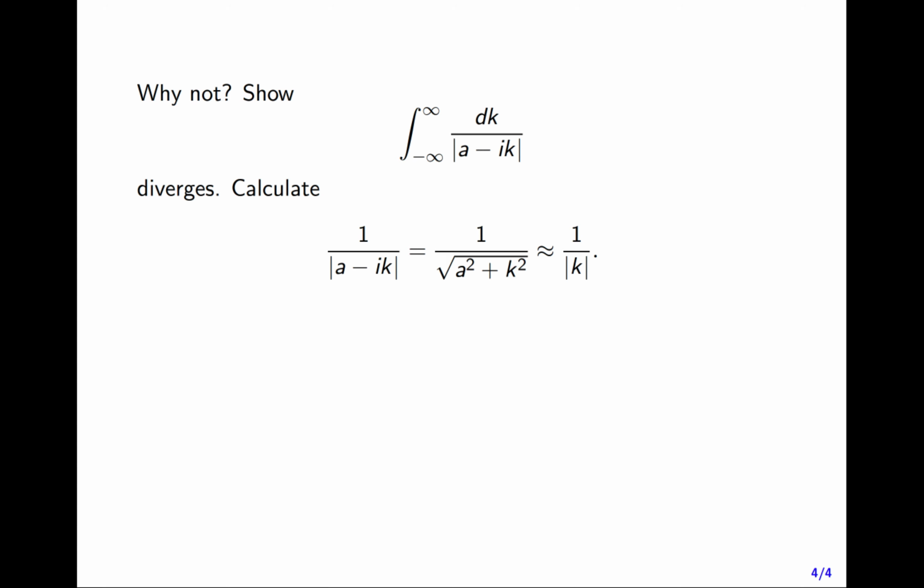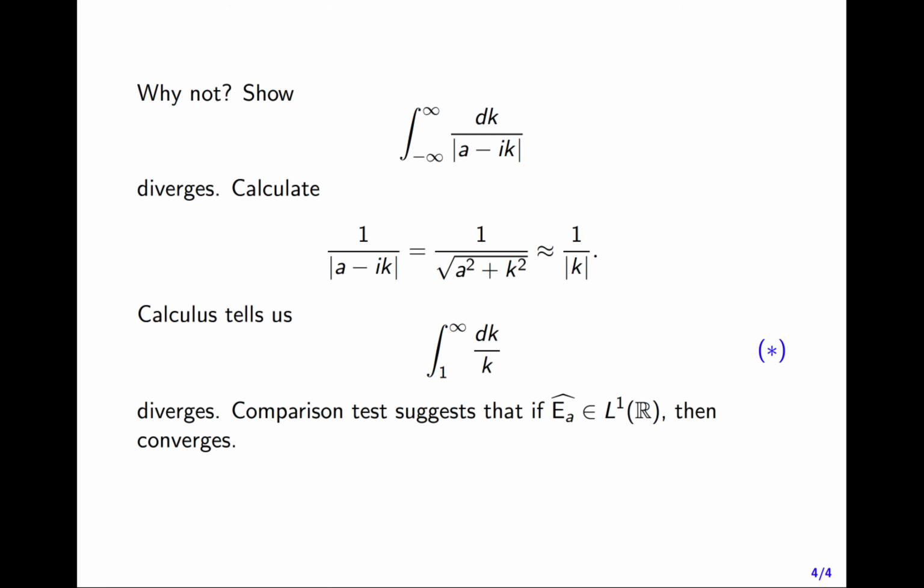But 1 over root (a squared plus k squared), because you have that square root in there, it cancels out the k squared. This is roughly 1 over the modulus of k for k large, or maybe some constant times that. And calculus tells us pretty quickly that the integral from 1 to infinity of dk over k diverges, sort of a p-test for integrals. So this integral in star diverges. But the comparison test would suggest to us that if big E_a hat were in L1, then this integral in star would converge. And so we would get a contradiction if we had big E_a hat back in L1.